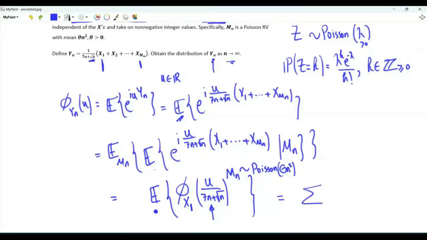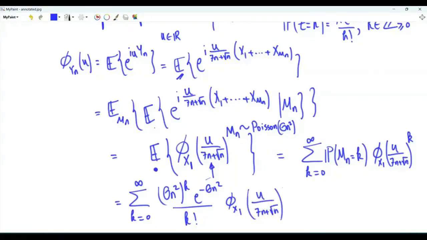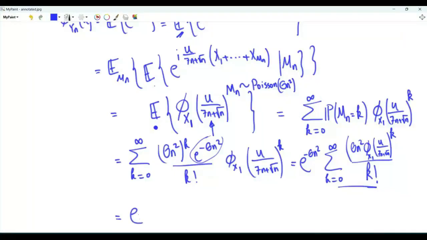This expectation is equal to summation over non-negative integer k of the probability that Mn is equal to k times phi of X1 raised to the power k. This is equal to summation k from 0 to infinity of theta n squared to the power k e to the minus theta n squared divided by k factorial. Then we have the characteristic function of X1 raised to the power k. We can take this term outside the sum. We have summation k from 0 to infinity. Downstairs we have the factorial of k. Upstairs we have a quantity to the power k, which is theta n squared times the characteristic function of X1. This sum is e to the power this quantity here. We also have this exponential. This is the characteristic function of Yn.